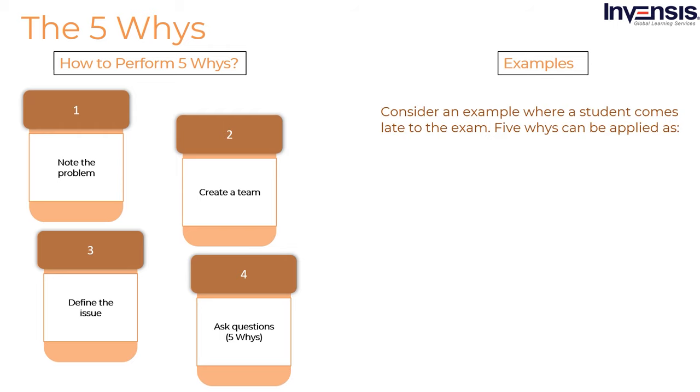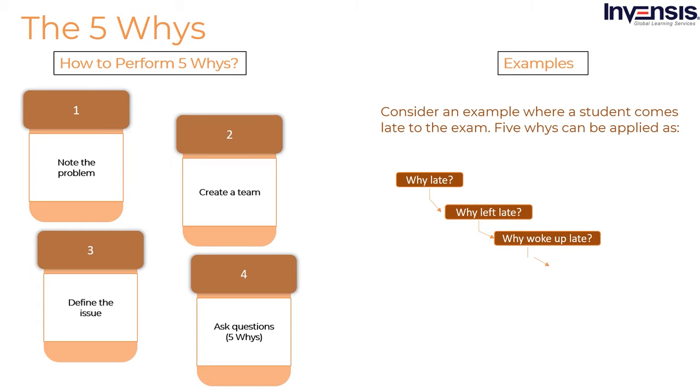Consider an example where a student comes late to the exam. So, if we apply the 5 Whys, we can start by asking, why did you come late? The reason would be, I left home late. So, the next why is, why did you leave home late? The reason may be, I woke up late. Next question is, why did you wake up late? The answer would be, I forgot to keep an alarm.